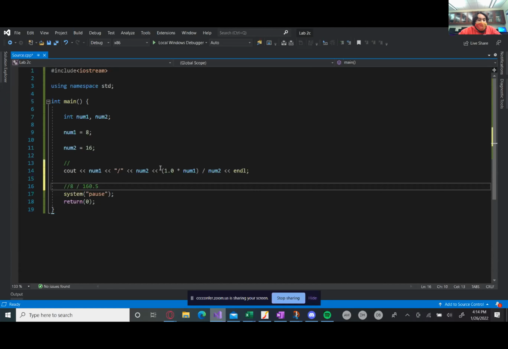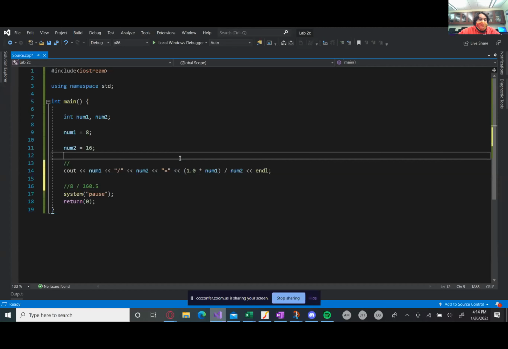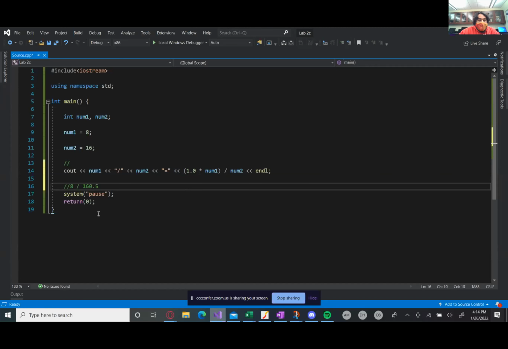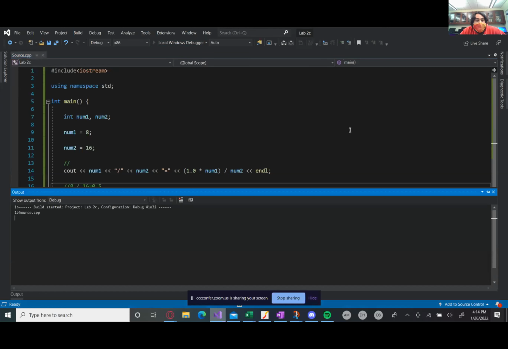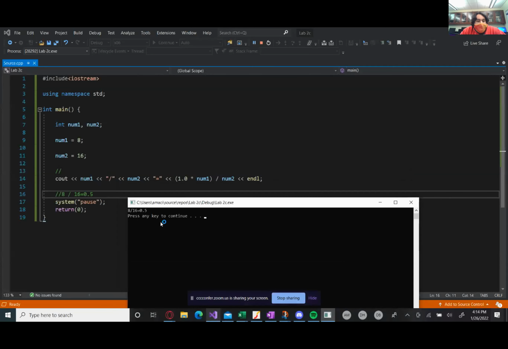So now we just got to put the equals. And it's the exact same idea as we did with this backslash. We'll literally just type in an equal. Now that changes it to this. So let's check to see if it works. And there we go. We got our 8 over 16 is equal to 0.5.